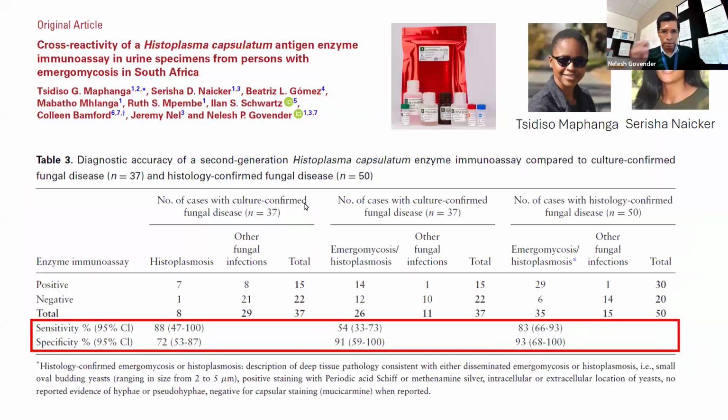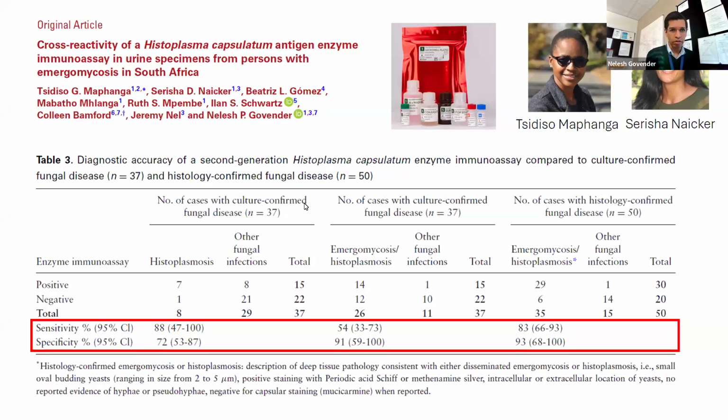So 4 years ago now. We've done some work in terms of evaluation of a particular commercial histoplasma antigen test in South Africa. And of course, our setting is co-endemic for histoplasmosis and emergomycosis. When you use culture-confirmed histoplasmosis as the reference, the test sensitivity is 88% and the specificity is 72%. The specificity is lower because, of course, there's some cross-reaction with emergomycosis, or Emergomyces.